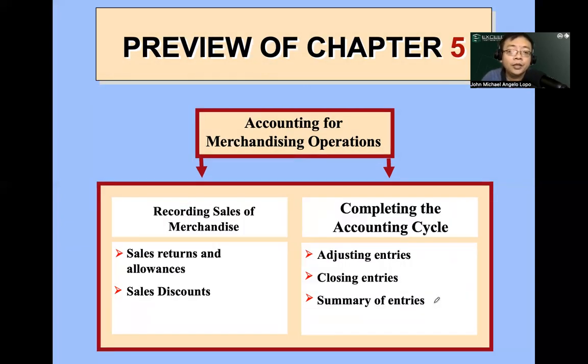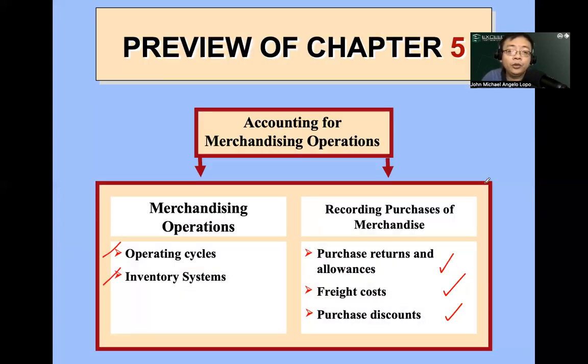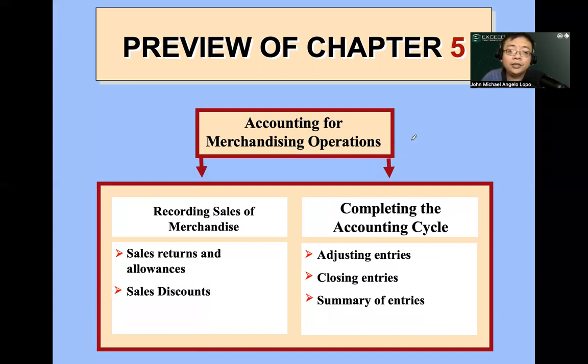This is your purchase, so it is more on purchase. The other one here is all about your sales. That's why here you record your sales and the merchandise. Of course, you will also deduct any sales returns and allowances and also the sales discount.